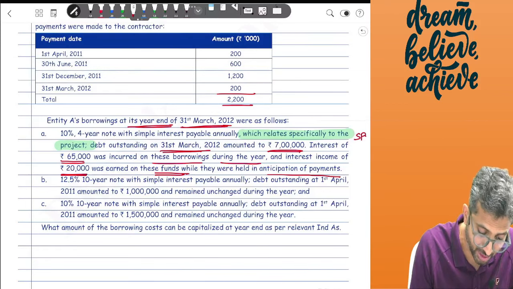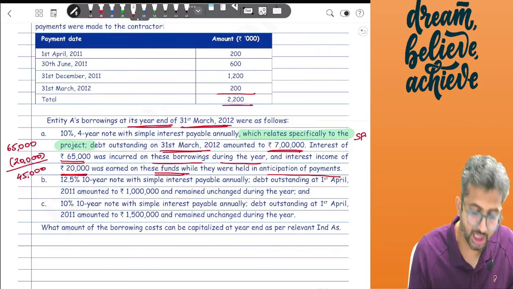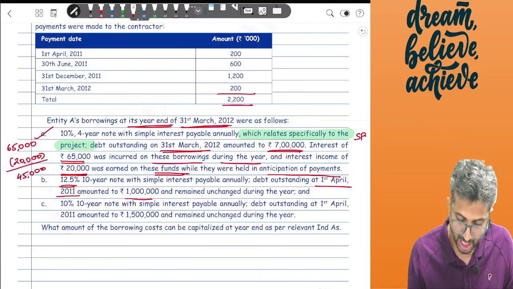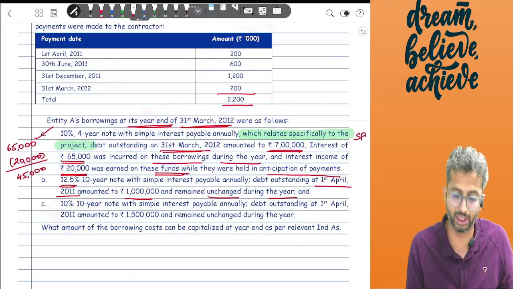Because if it is specific borrowing, you will take the actual borrowing cost, which is 65, and subtract the income on temporary investment, which is 20, and hence 45,000, which is the net borrowing cost, which will be capitalized. Okay, this is specific. Then there is a 12.5% 10-year note with simple interest payable annually. Debt outstanding on 1st April 11, which is the start, is 10 lakhs and remained unchanged during the year. So there's no change over here. 10 lakhs is there for the entire year.